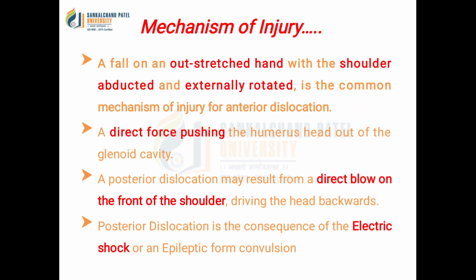Now we see mechanism of injury for shoulder dislocation. A fall on an outstretched hand with the shoulder abducted and externally rotated is the most common mechanism of injury for the anterior dislocation. A direct force pushing the humerus head out of the glenoid cavity. A posterior dislocation may result from a direct blow on the front of the shoulder driving the head backward. Posterior dislocation is the consequence of the electric shock or an epileptic convulsion.